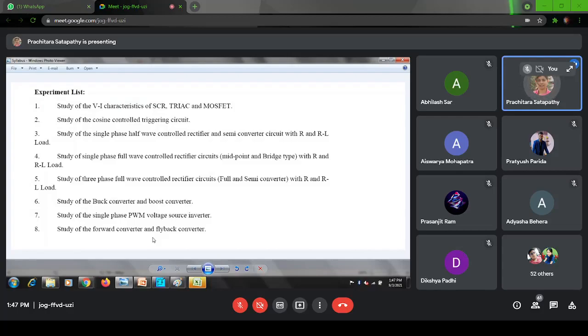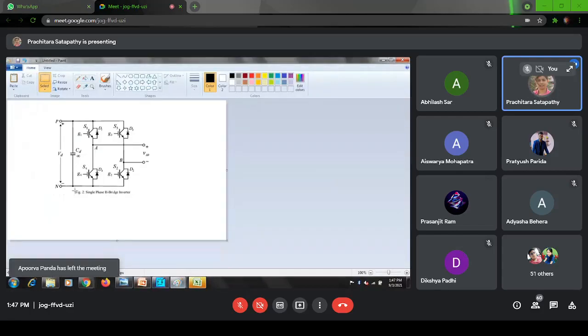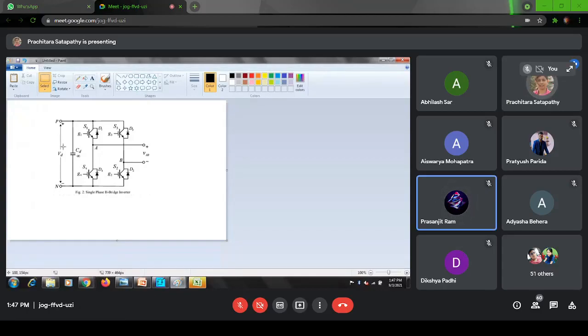Okay. Why is it called a voltage source inverter? There are two types of inverter. One is voltage source inverter, VSI, another is CSI, current source inverter. In the current source inverter, the input is a current source. Here the input is what? Voltage source. Yes or no? Yes, ma'am. So we'll study VSI. We'll not study CSI.